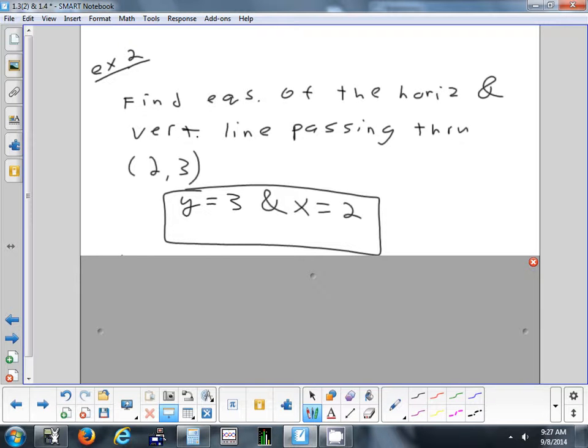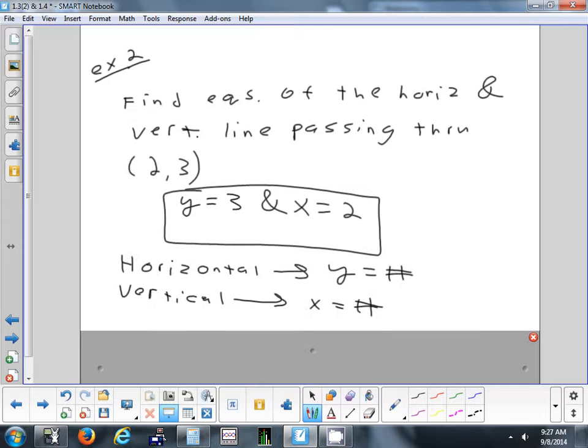So those are the equations of the 2 lines, the horizontal and the vertical, that would pass right through the point 2, 3. A horizontal line is y equals, then a number. A vertical line is x equals and a number.